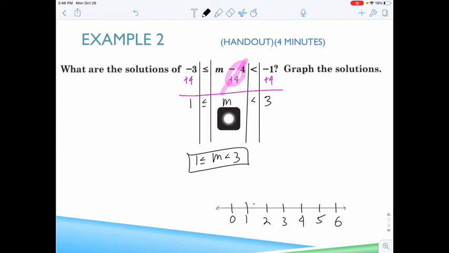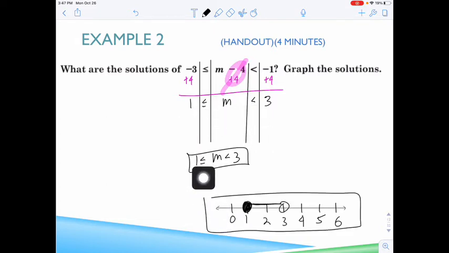-4 plus 4 is a 0 pair. Bring down our m. -1 plus 4 is 3. Since we were adding, we just bring down our symbols. We don't flip anything. So we have 1 ≤ m < 3. Since we have less than or equal to next to our 1, we have a closed dot on 1. Since we have less than 3, we have an open dot on 3.